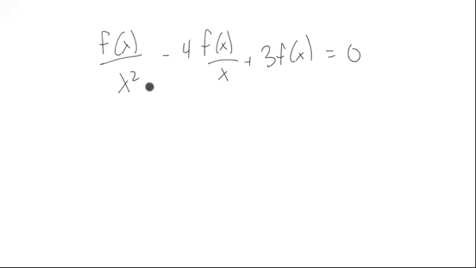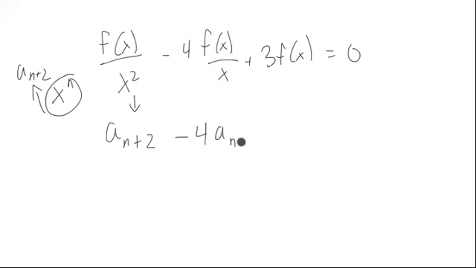Now coming from here is like an a sub n plus 2, because when I divide by x squared, how do you get the coefficient of x to the n? Well, the coefficient of x to the n is going to be 2 higher than what x to the n is, because I'm dividing by x squared. So actually the coefficient of this is going to be a n plus 2. So just look at coefficients of x to the n everywhere. The coefficient over here is going to be minus 4 times a n plus 1, and this is 3 times a n, and that's equal to 0.